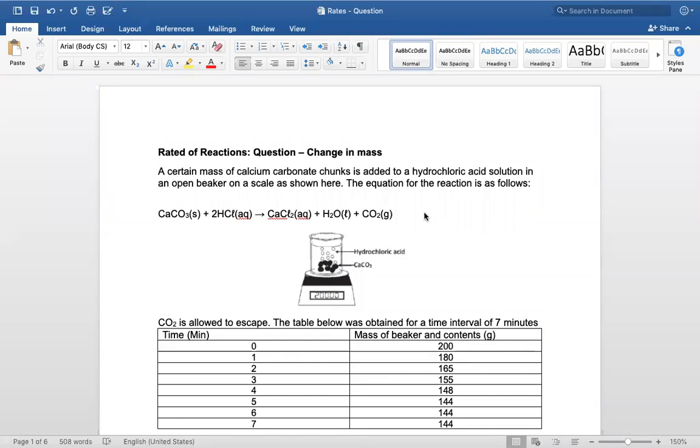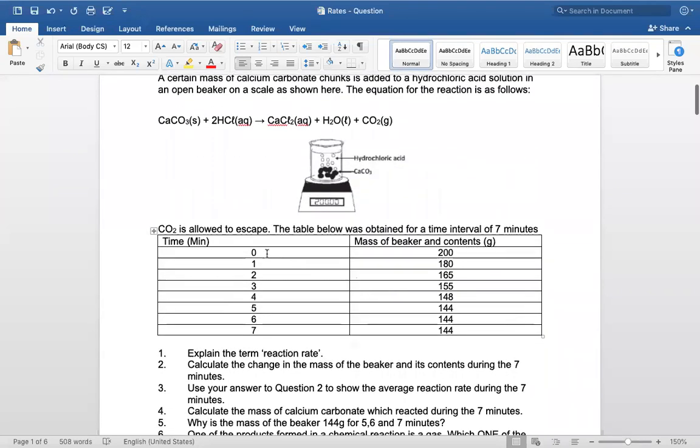The table below was obtained for a time interval of 7 minutes. So let's look at this table. You start at 0 minutes. The mass of the beaker and the contents is 200 grams. Then after 1 minute, the mass becomes 180. The mass becomes less. Why does the mass become less? The mass becomes less because something was allowed to escape. The carbon dioxide is allowed to escape.